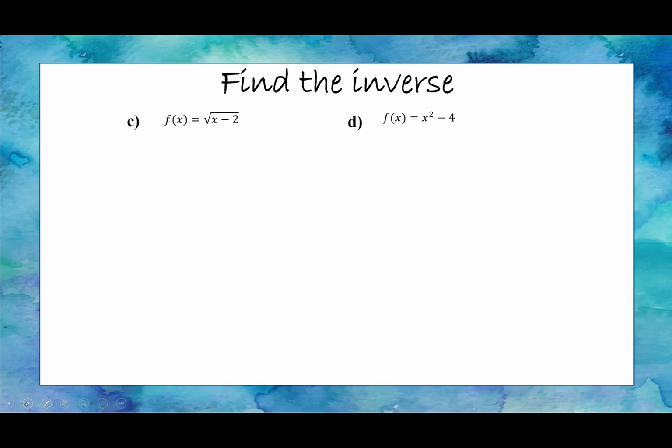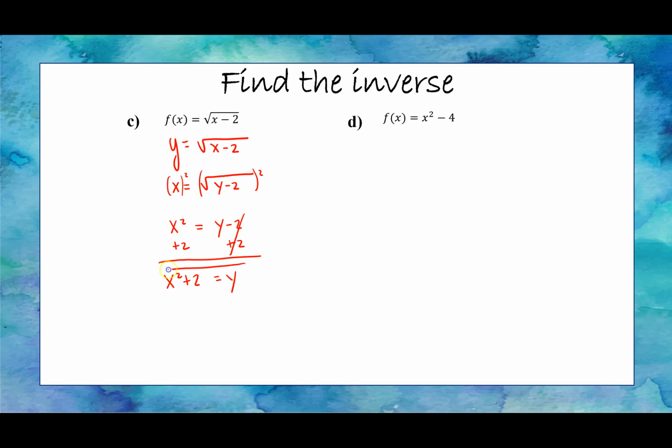All right, let's do 2 more of these. They're getting a little more challenging. We've got square roots and exponents. So again, here we rewrite this as y equals square root of x minus 2. I switch my x's and my y's. Now in this case, how do you get rid of a square root? Well, you square it. So I'm going to square this side. I'm going to square this side. That's going to give me x squared equals y minus 2. Add 2 to both sides. And I get x squared plus 2 equals y.